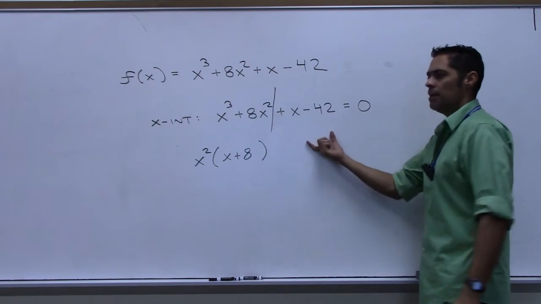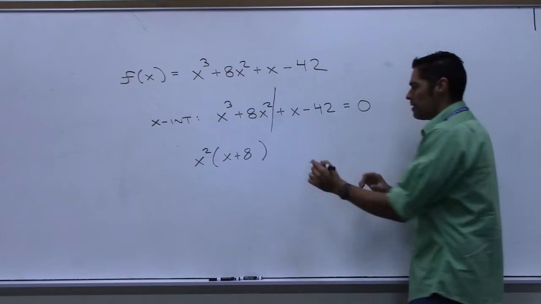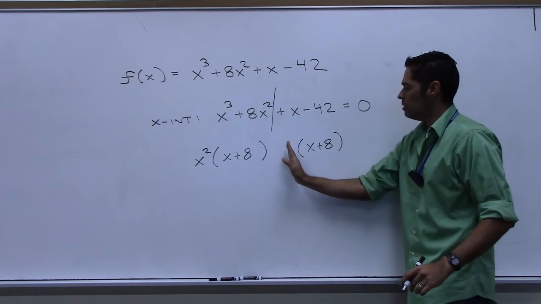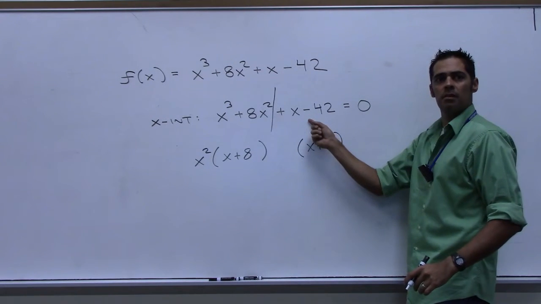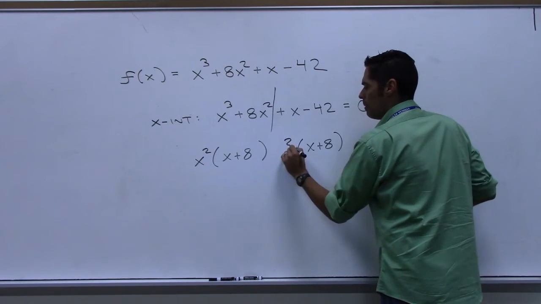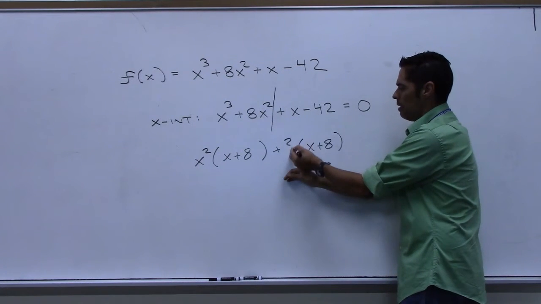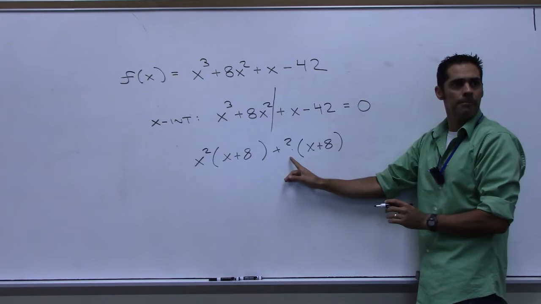And then over here, in order for this to work, what do you have to have in parentheses? You have to have an x plus 8, which means you have to be able to pull something out that would, when you multiply it back through, give you this. It's not going to happen. There's no number that when I multiply it through, I'm going to get back x minus 42. Do you all see that?